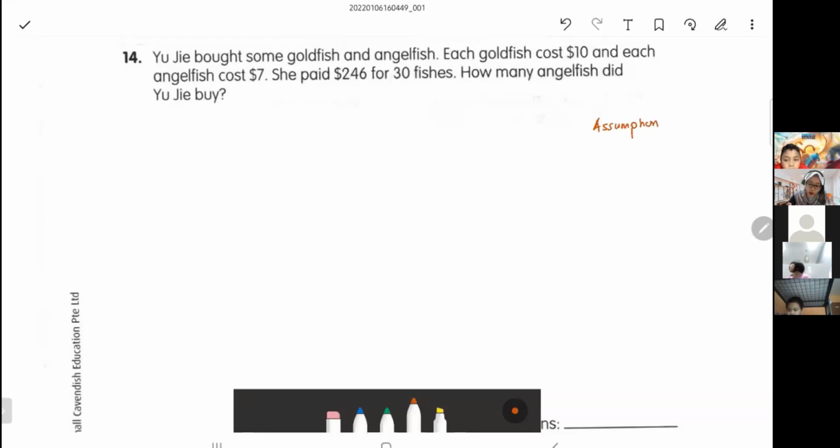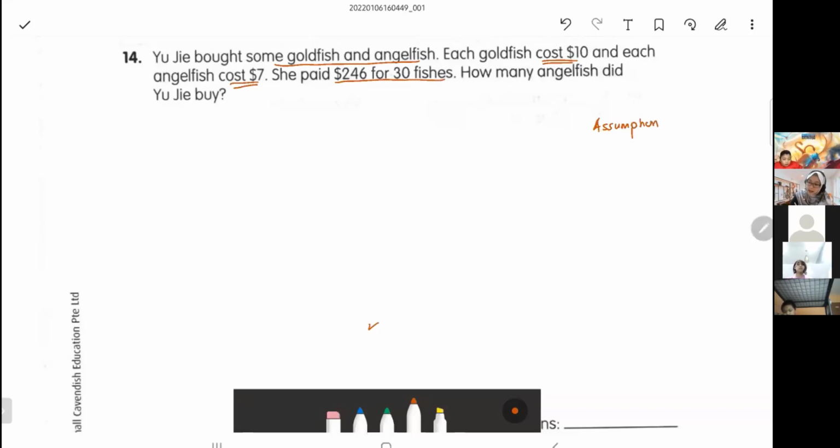Yu-Jie bought some goldfish and angelfish. Each goldfish cost $10 and each angelfish cost $7. She paid $246 for 30 fishes. How many angelfish did Yu-Jie buy? One way to do this is guess and check. Another way is to use assumption. Okay, so we are going to use assumption.